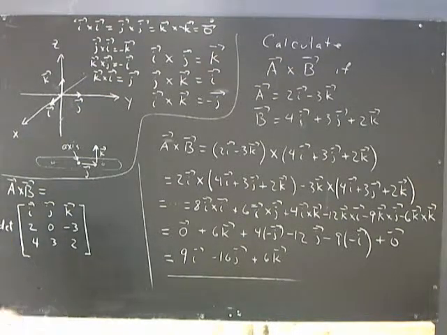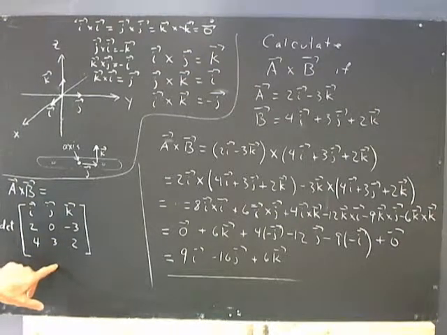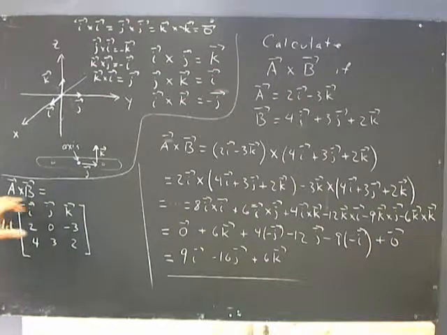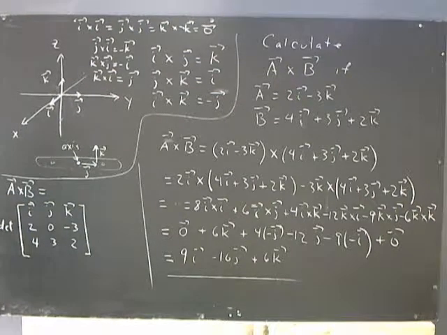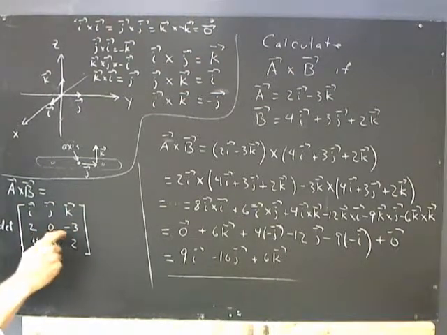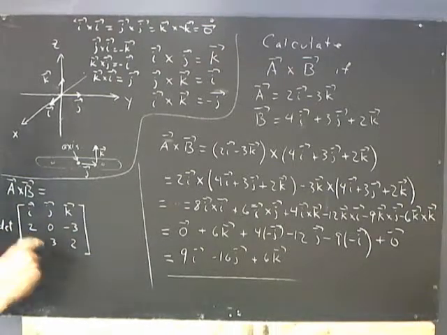Sometimes your book will give you a formula, and it's kind of a hard formula to keep track of. This is easier than keeping track of the formula. This, I believe, is the most convenient and easiest way to calculate a cross product. And that's simply, we write a 3 by 3 matrix, first row being i, j, k, second row being the components of the first vector, in this case the A vector.